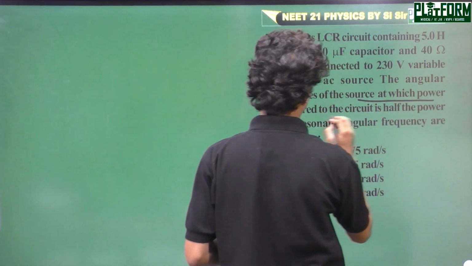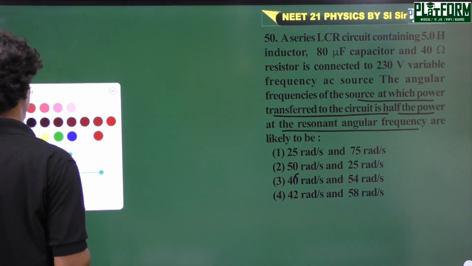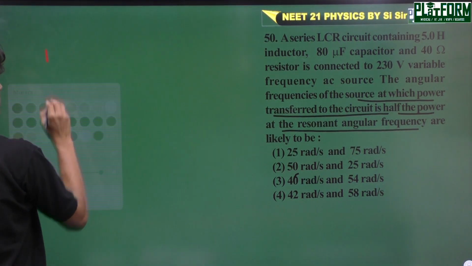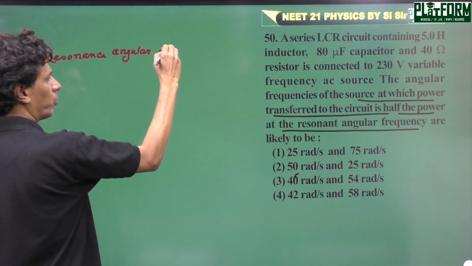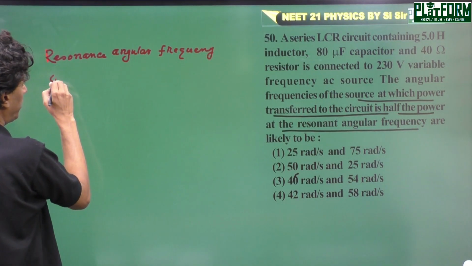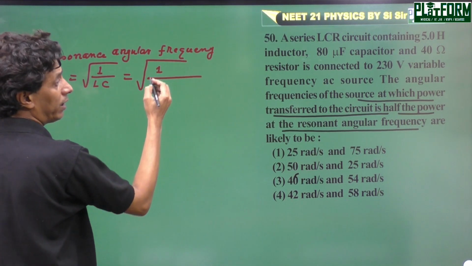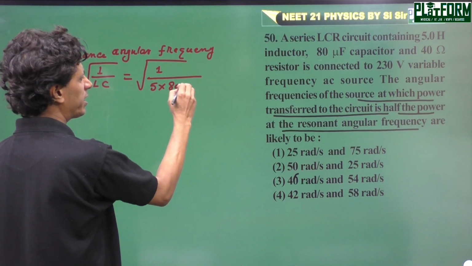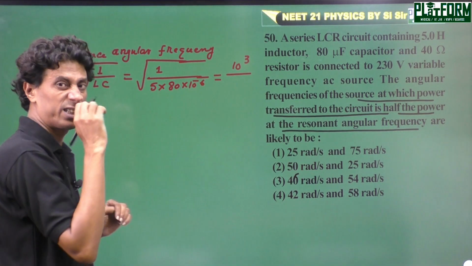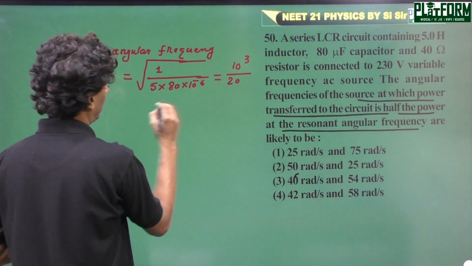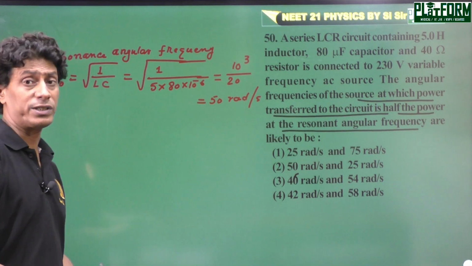the angular frequency of the source at which the power transferred to the circuit is half the power at resonance angular frequency. At resonance, angular frequency omega naught equals root over of 1 by LC. The value of L is given as 5 and C is 80 into 10 to the power minus 6. Finally this becomes 10 to the power 3 by 5 into 80, that is 400. Root over 400 is 20. And the value is 50 rad per second. So this is the resonance angular frequency of this AC source.